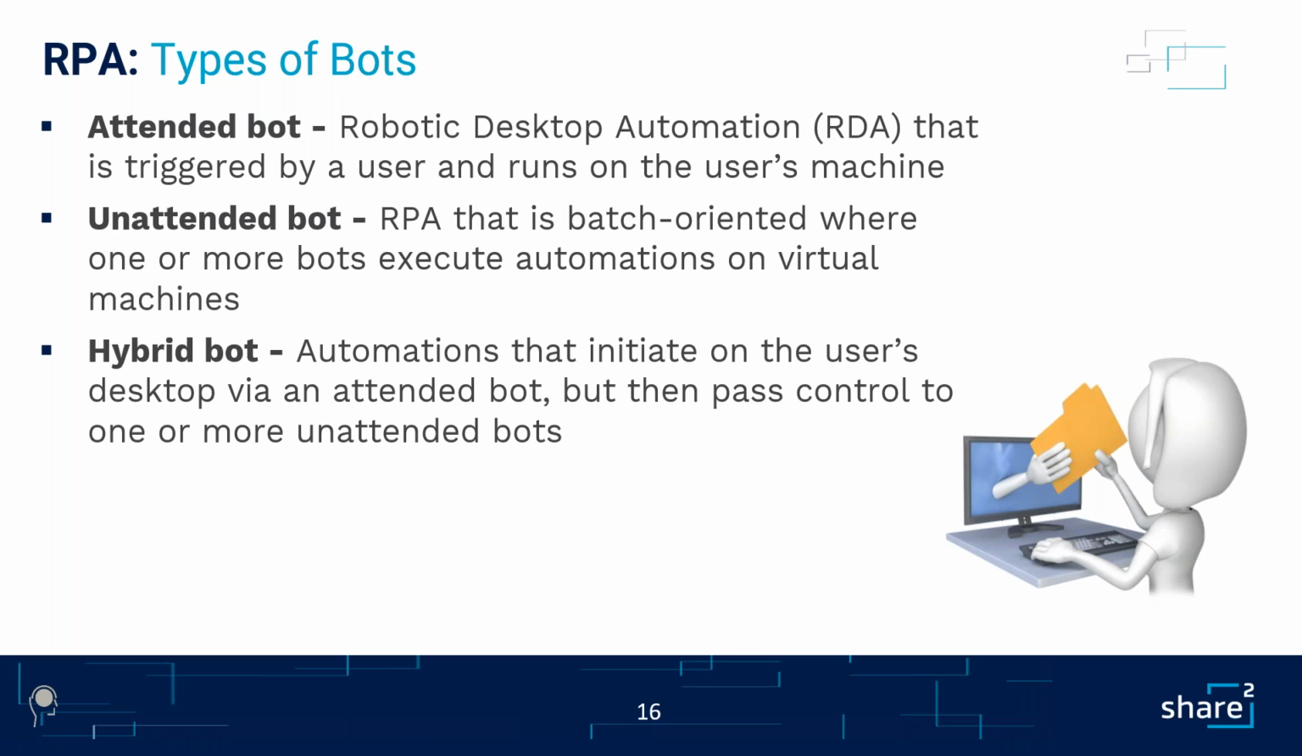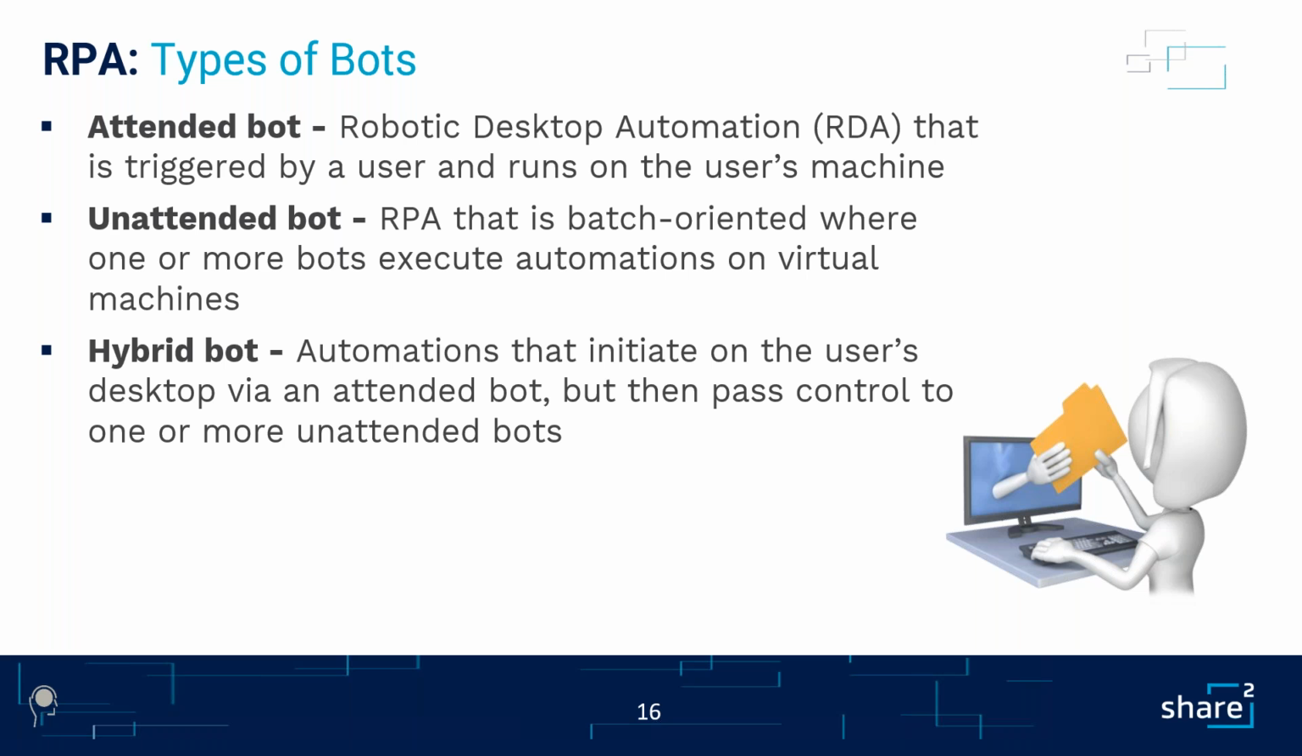And then a hybrid bot is a combination of the two, where the process starts on the user's desktop via an attended bot so that the user can set what we call a context. Maybe I want to process 10 invoices, but I don't have the processing done on my computer. I actually pass that off to one or more waiting unattended bots that do the work and only get me involved if there's an issue.